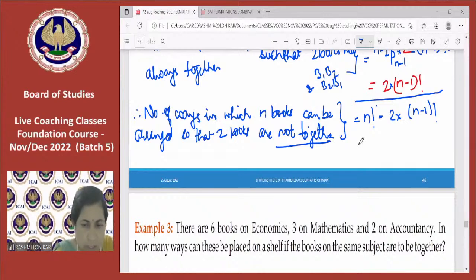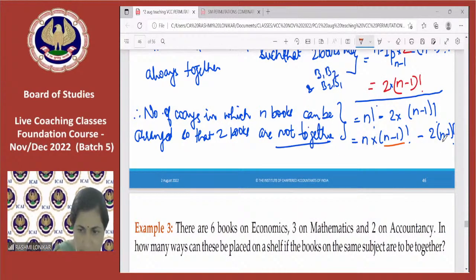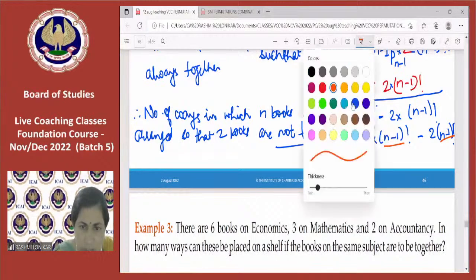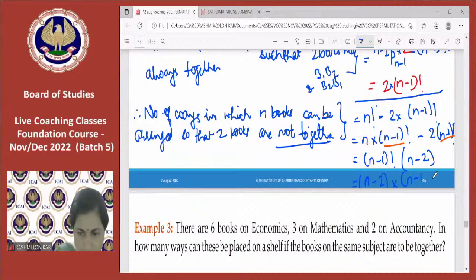So this n factorial can be written as n into n minus 1 factorial, minus 2 into n minus 1 factorial. I take this n minus 1 factorial common out. What will remain is n minus 2, n from here and 2 from here. So this is equal to n minus 2 into n minus 1 factorial.